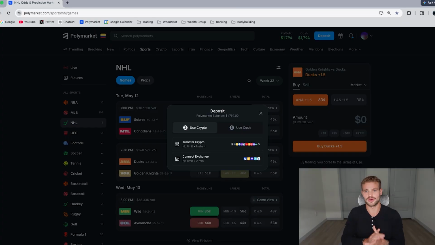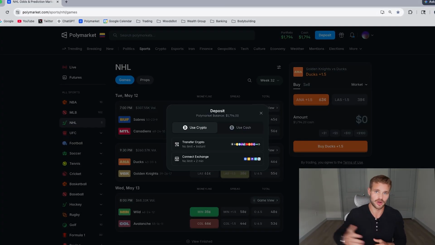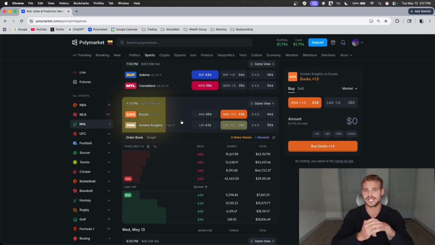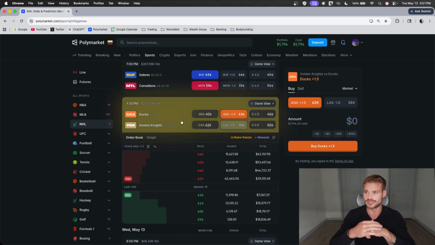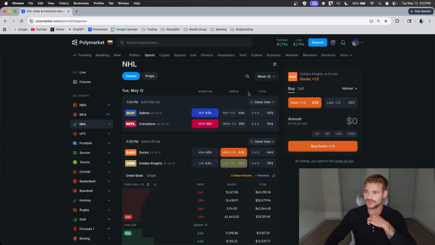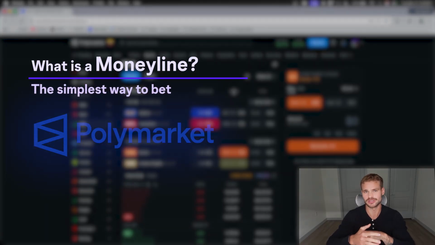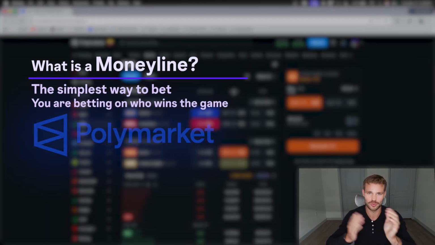Now, sports betting in Wealth Group is very popular and you can sports bet on Polymarket. So we're going to break down some of the spreads as well as some of the ways that you can sports bet inside of Polymarket. For today's example, we're going to use the Ducks versus Golden Knights NHL game. And as you can see, you have three different ways to sports bet: moneyline, spread, and total. What is a moneyline? Moneyline is the simplest way to sports bet. You're betting on who's going to win the game.